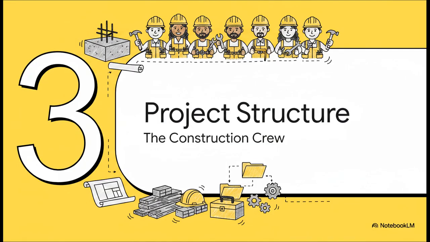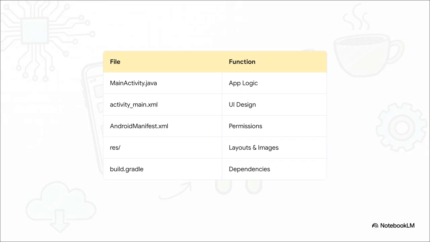Section 3. Unpacking the project structure. The construction crew. All right, foundation is poured. Let's look at the internal directory structure, essentially our construction crew and materials. The key here is separation of concerns. Your app isn't just one massive file. Think of it like this.